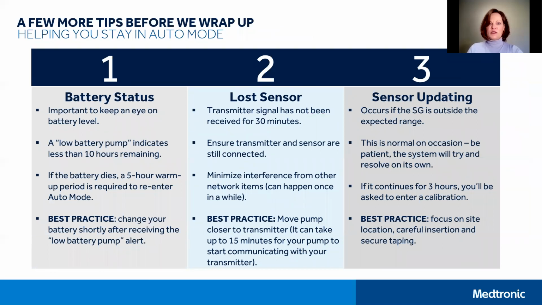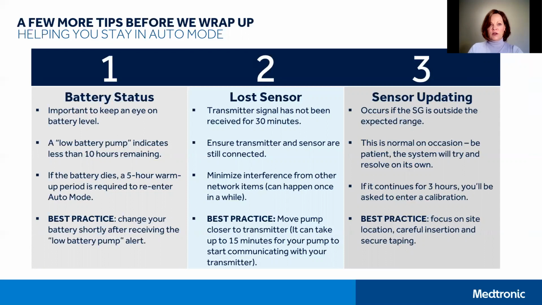Before wrapping up, there's just a few more tips to help to be successful in auto mode. First of all, it's always important to keep your eye on the battery level indicator on your home screen. You will receive a low battery pump warning when you have approximately 10 hours of battery life remaining. It is recommended that you change your battery after receiving this warning, because if you don't and the battery dies completely, there will be a 5-hour warm-up period required before you can re-enter auto mode.